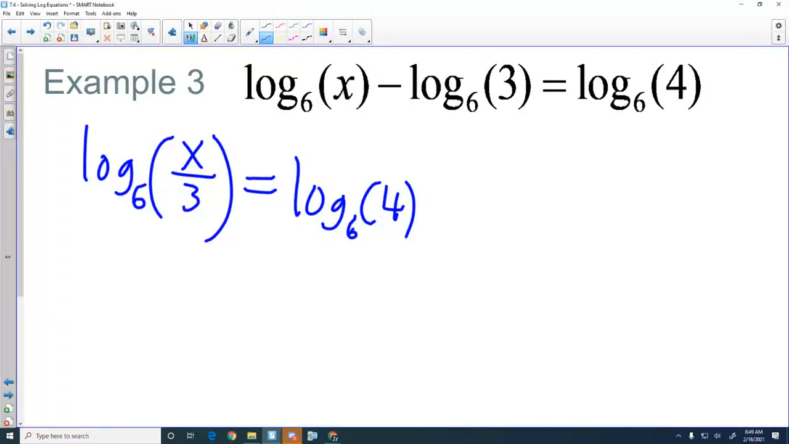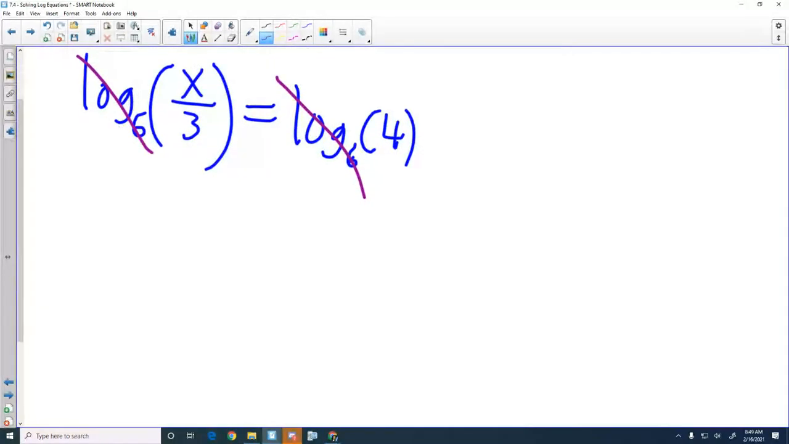All right, so here's the easy part, everybody. Log base 6 on the left, log base 6 on the right. Just cross the logs out. And all we have is x divided by 3 equals 4. Can anyone solve that equation for x? Fingers crossed. I hope all of you can do that.